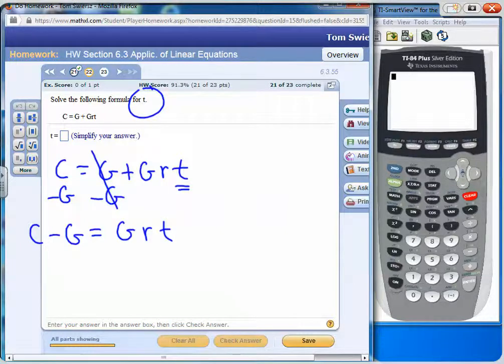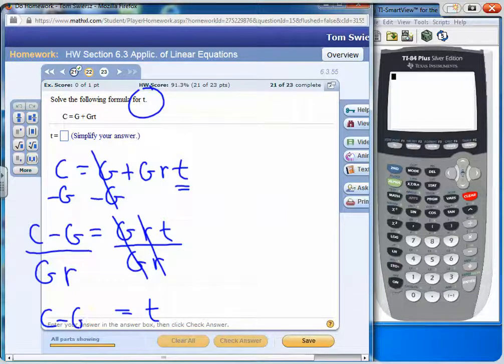Now again, everything is multiplied, so we're going to divide by the capital G and r because we want to solve for t. Capital G's equal, g over g is 1, r over r is 1. So we get t equals, that's why we did it, we're solving for t, and what do we have here? C minus capital G over g times r.